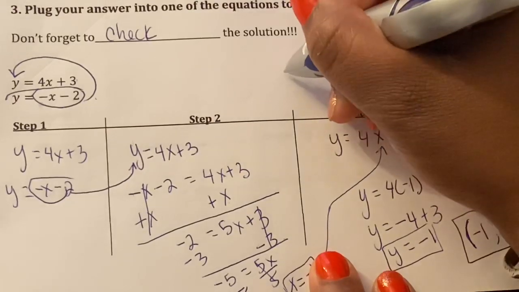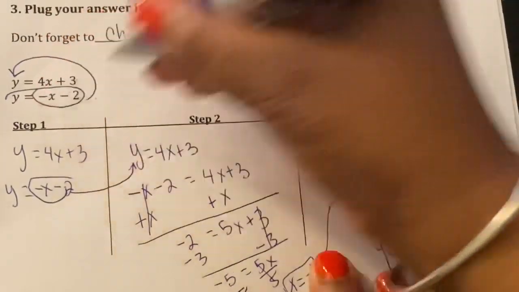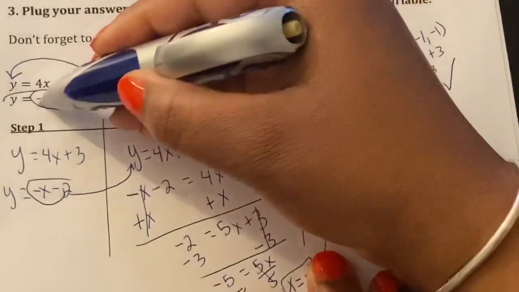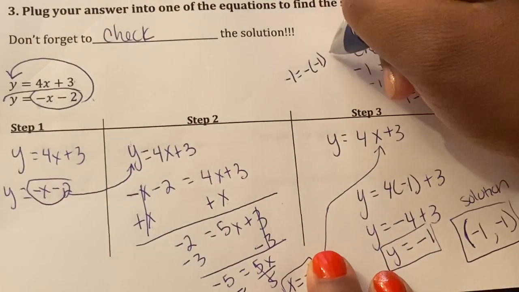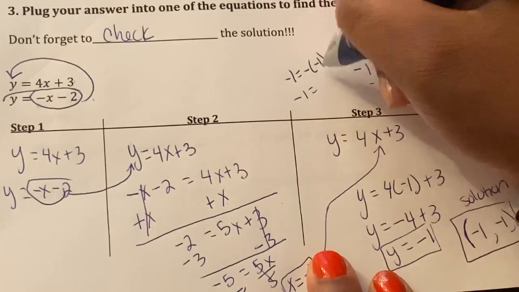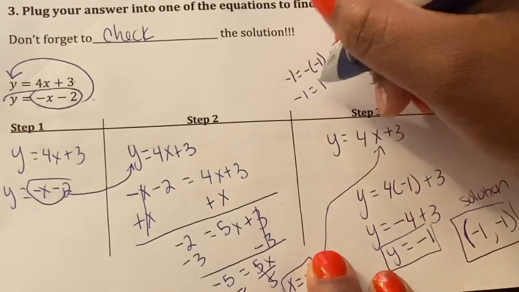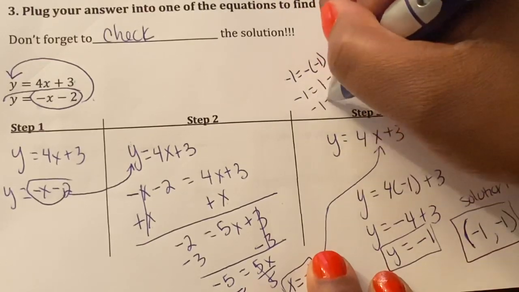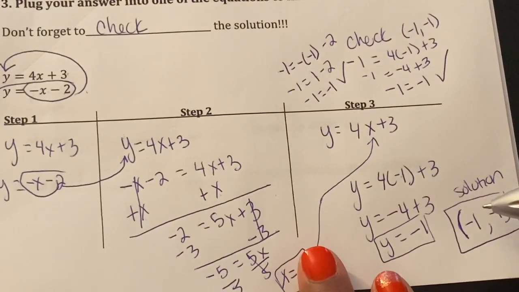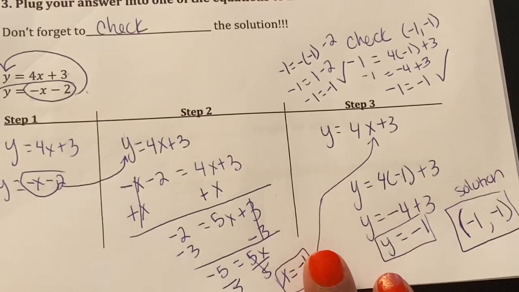Let's look at the next one. Negative 1 equals negative x minus 2, and x is negative 1. So negative 1 equals negative 1 times negative 1, which is positive 1, minus 2. And then 1 minus 2 is negative 1. So it works for both. Therefore, our solution that we calculated using the substitution method, negative 1, comma, negative 1, is a solution to both of these equations. Therefore, it is a solution to the system.